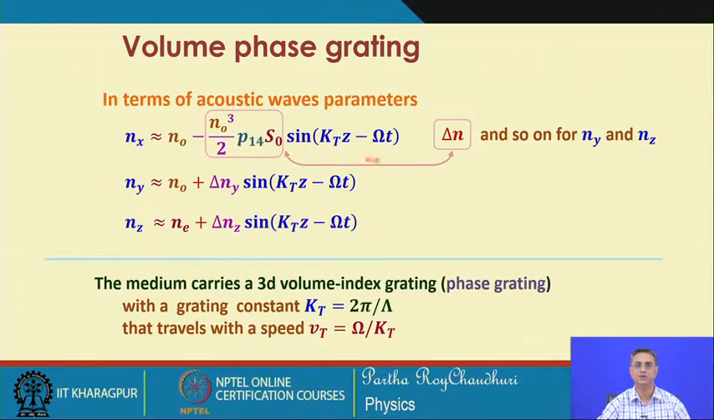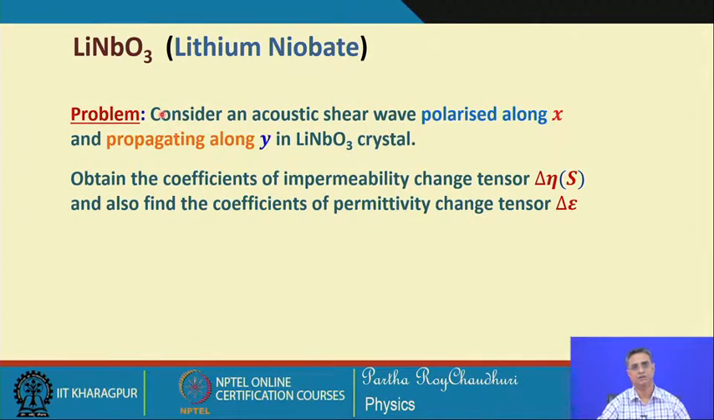We will be using this delta n sine of omega t or sine of k into z as the periodic perturbation in the case of Raman-Nath and Bragg type of diffraction. So, this result will be carried forward to the discussion of the optical beam diffraction on the next occasion. Now, it appears in the form of a problem.